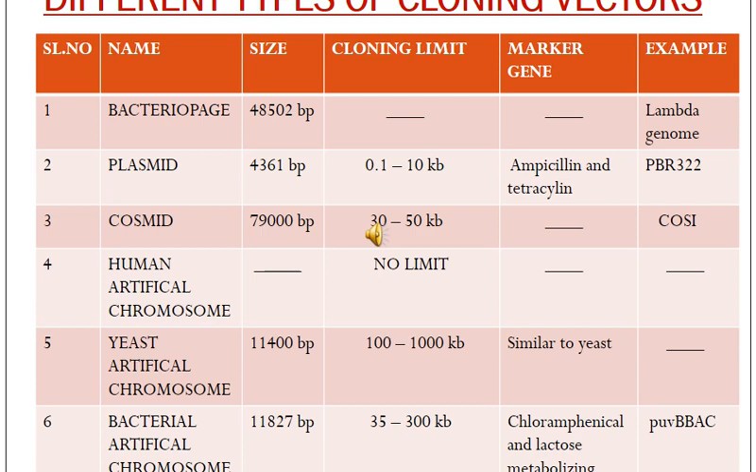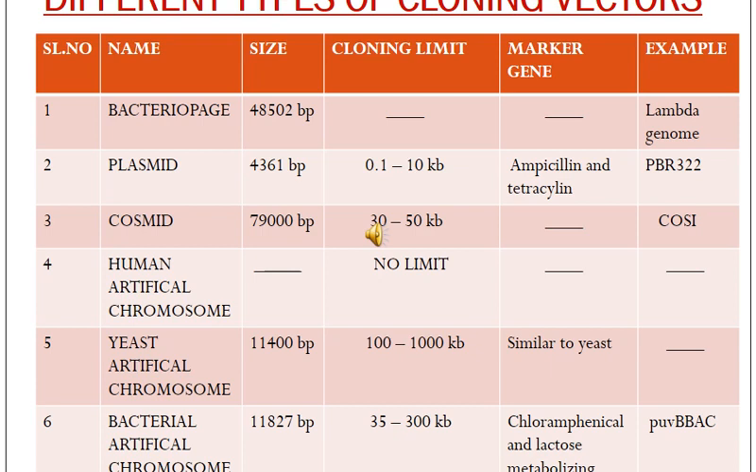specific cloning vector. Now, the first cloning vector is bacteriophage, which is of size 4850 bp, and it has no cloning limit. There is no marker gene for bacteriophage, and the example is lambda genome. We use bacteriophage a lot because it is generated from E. coli. We take it as a reference because it has no cloning limit. You can clone as much as you want. It is unlimited, and you don't require any marker gene for this bacteriophage. Second comes plasmid.